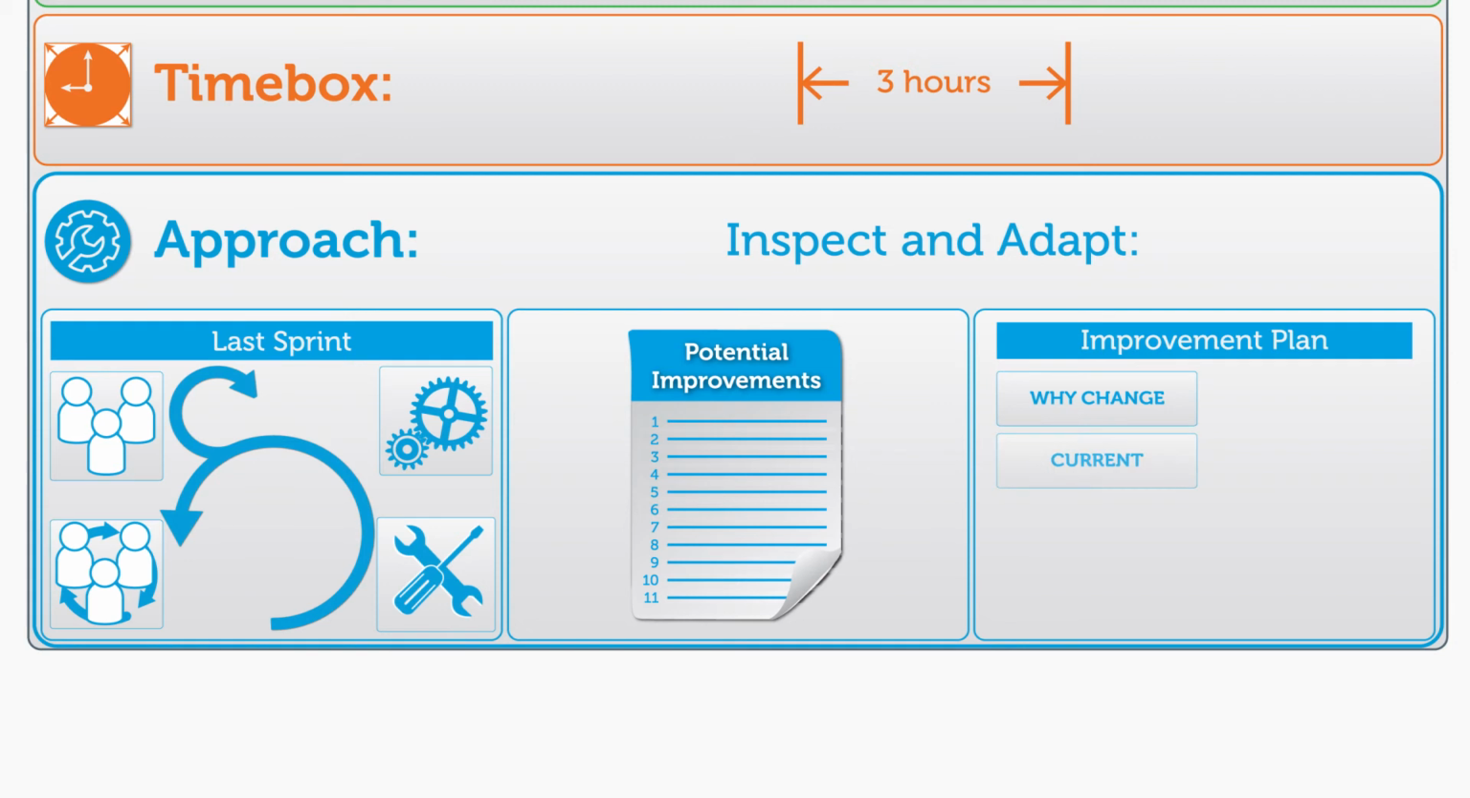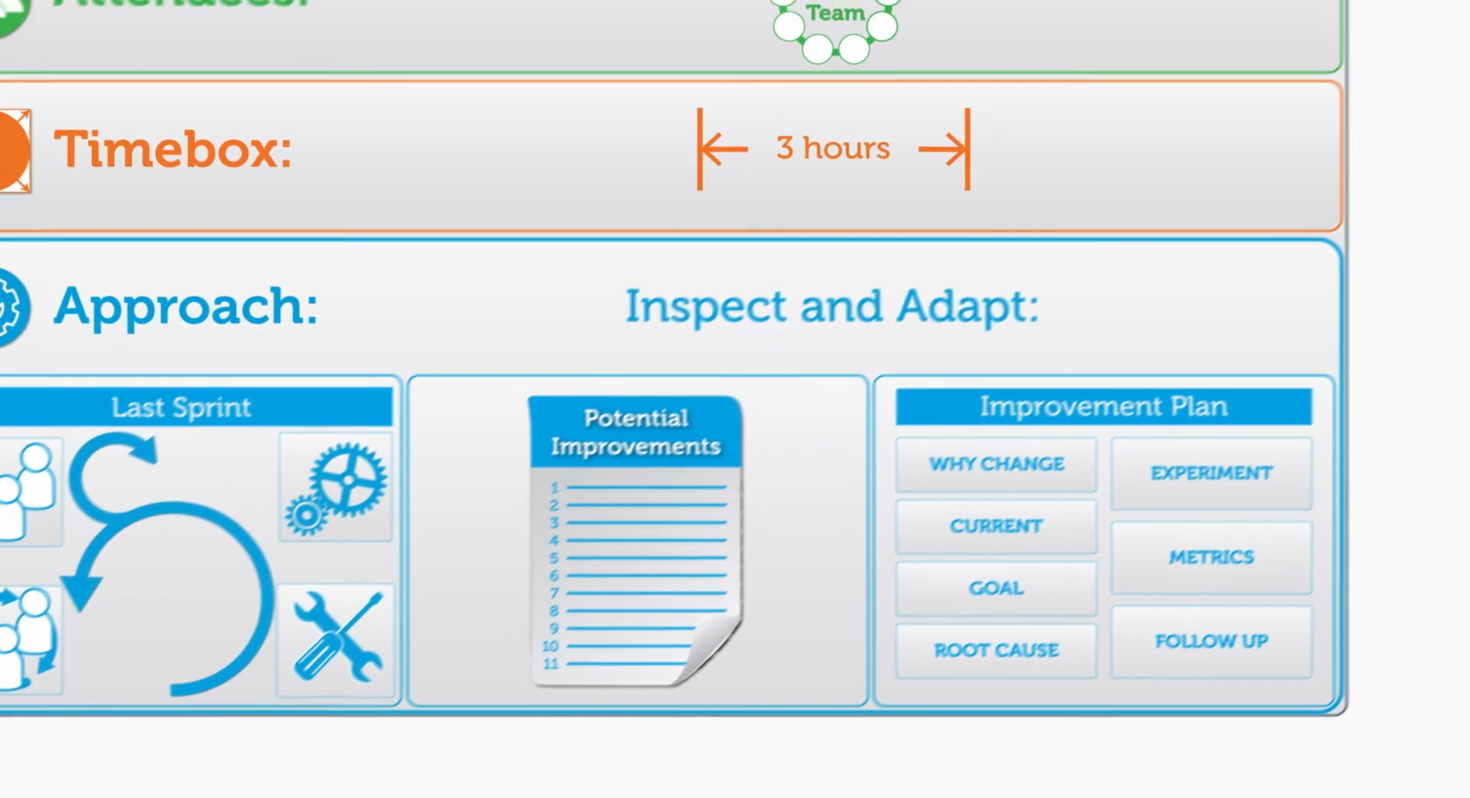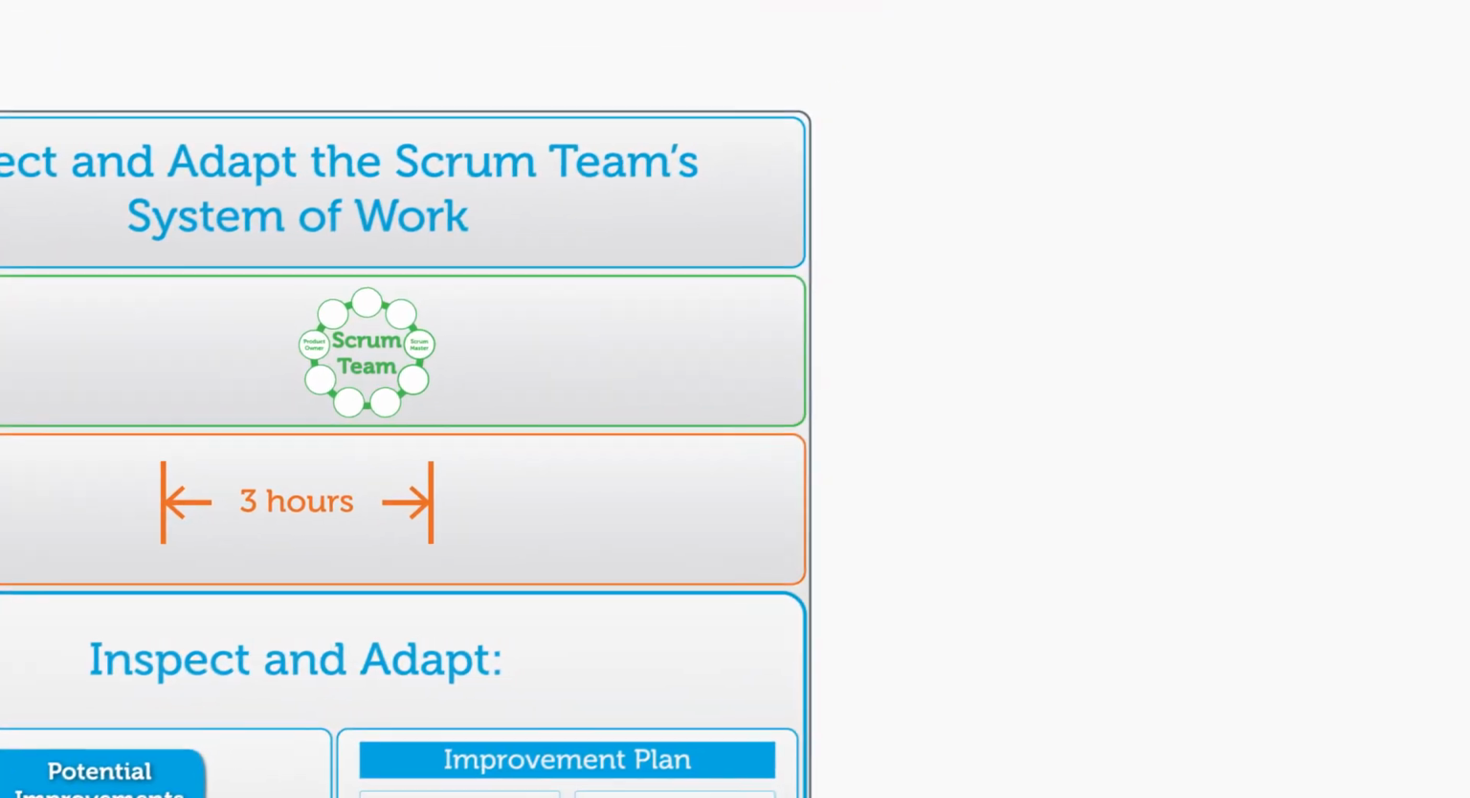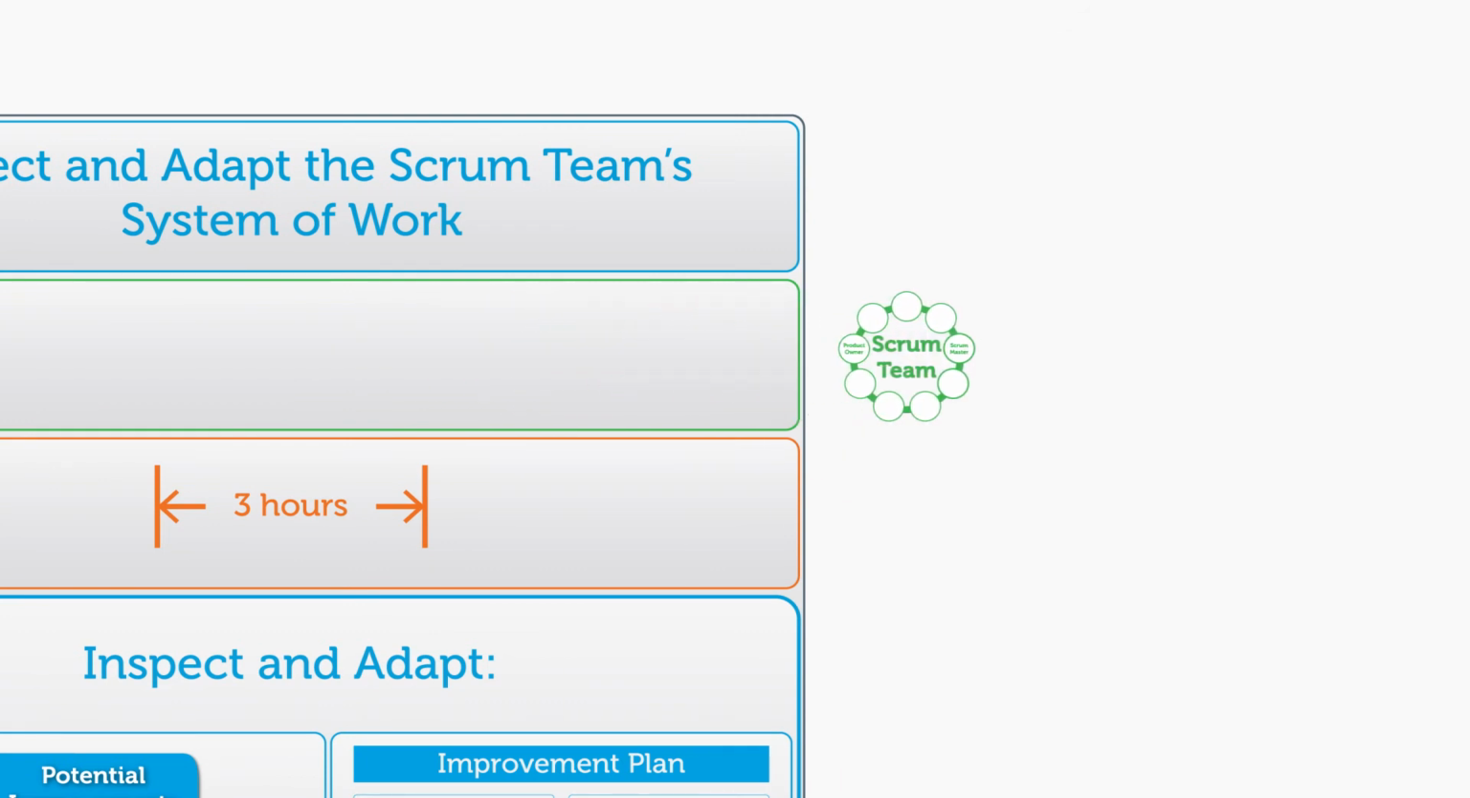The plan should be specific so that improvements are actually carried out in the next sprint. A planned improvement that is not carried out does not help the team. Teams that are new to Scrum often focus largely on improvements within the team itself.